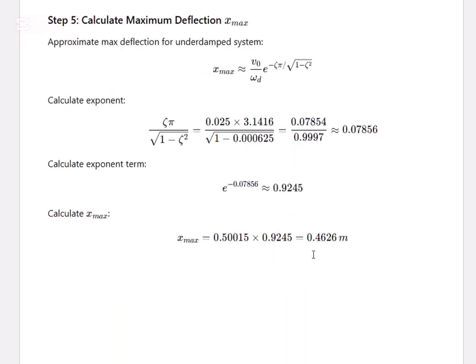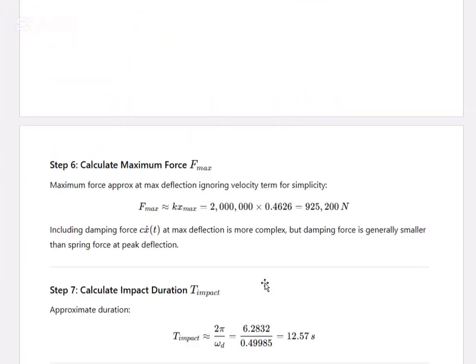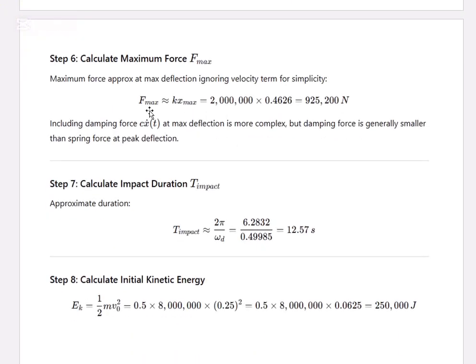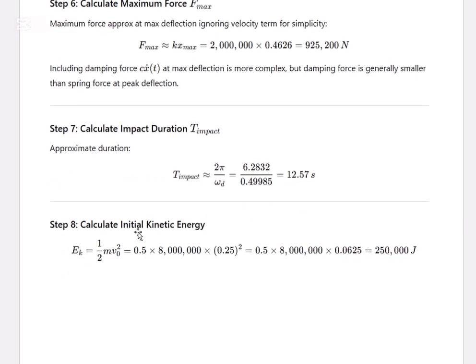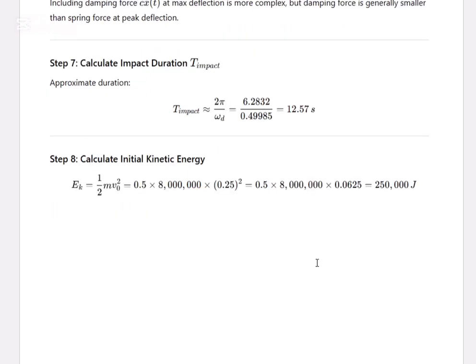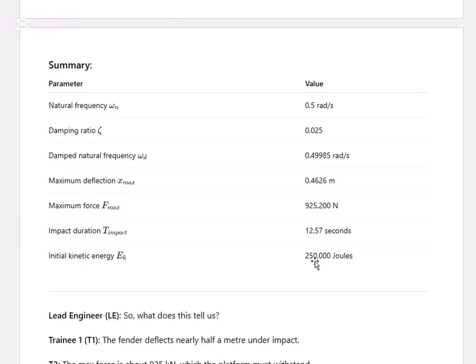Once we know the maximum deflection, we see 0.4626. Calculate the maximum force: maximum displacement times stiffness. Impact duration 12.5 seconds. Calculate the initial kinetic energy using the initial velocity. So natural frequency, damping ratio, damped natural frequency, maximum deflection, maximum force, impact duration and initial kinetic energy, we can get them all. So what does this tell us?